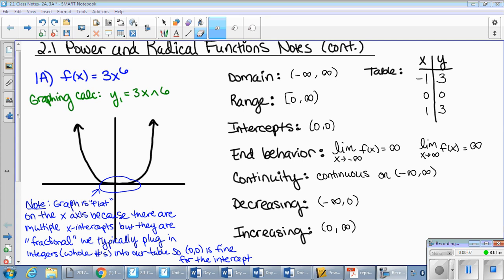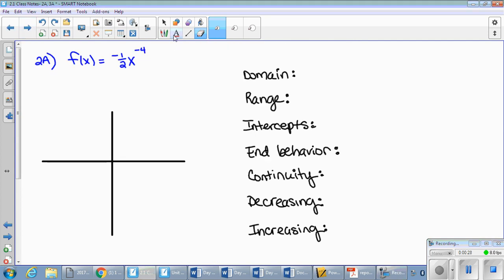So in class we started 2.1 power and radical function notes. We did 1A together. I know most of you probably already have this in your notes, but just in case you're missing any details, I wanted to include it. So now that you have seen 1A, go ahead and try 1B for homework. And we're going to pick up our notes with 2A.